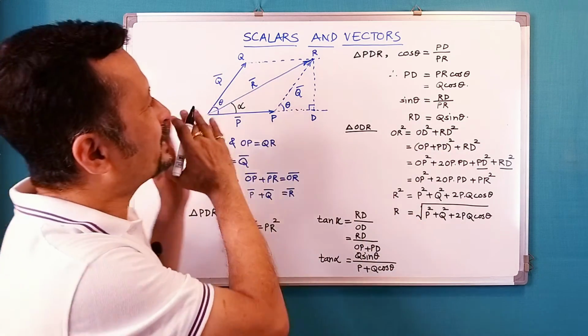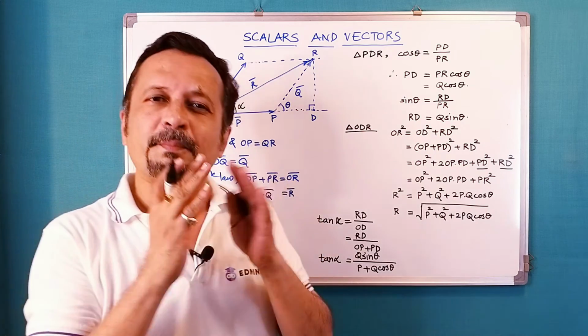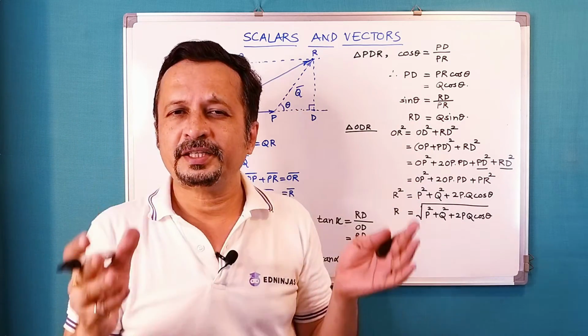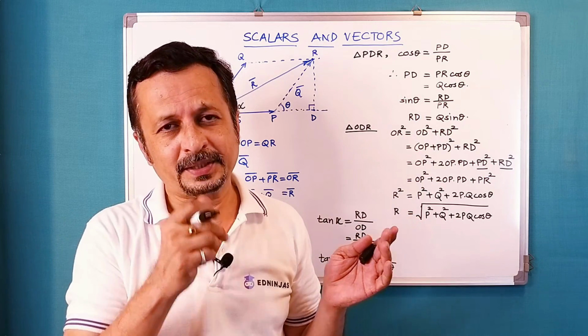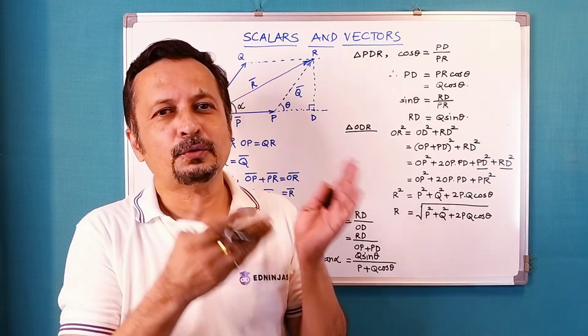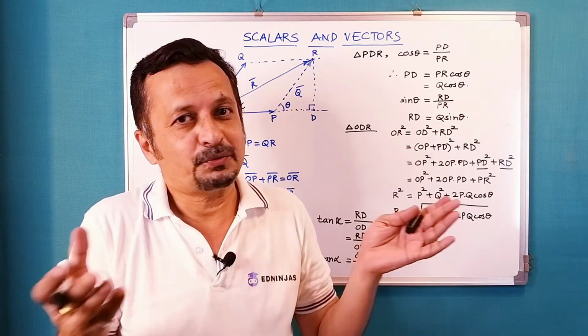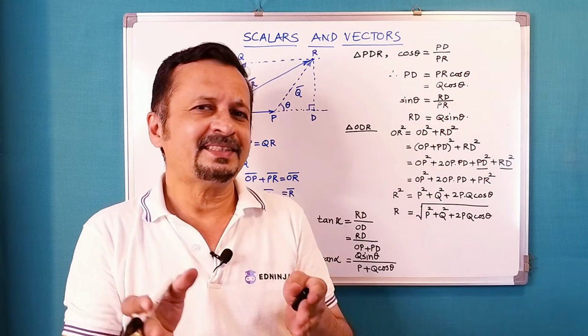So this whole thing is called the parallelogram law of vector addition. The proof of this may not be asked, okay? It won't be asked, but then you should know how this law is proved. Okay, so that is about it.